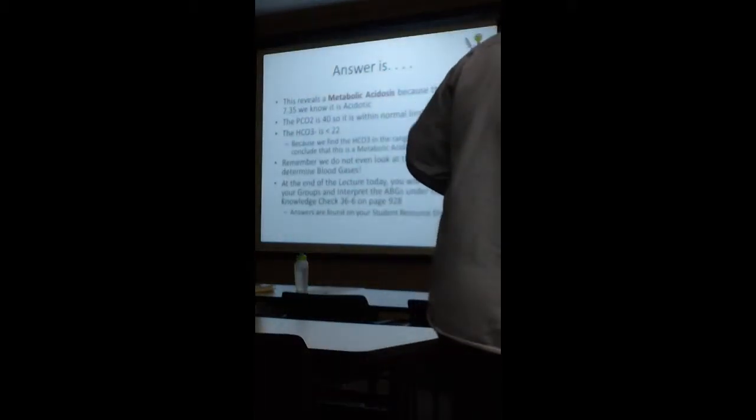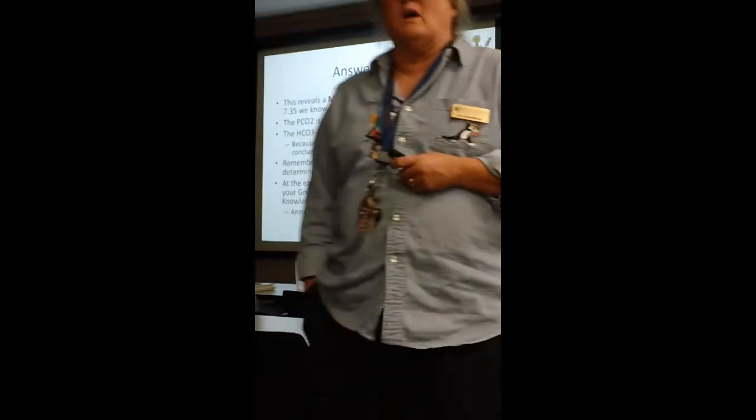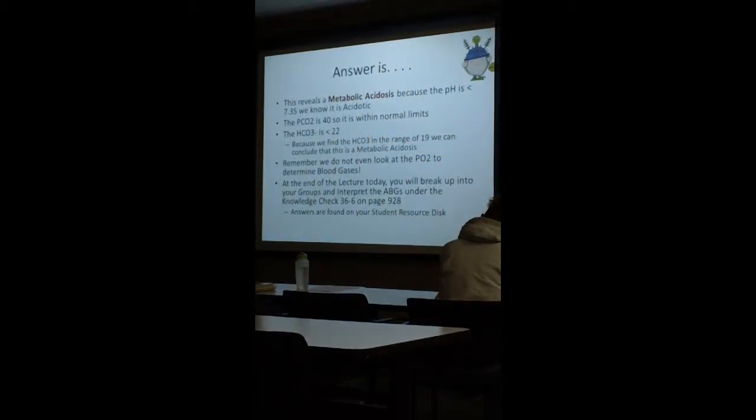It's not compensated yet, because why? pH is 7.30, right? It's metabolic acidosis. We can say that it's not even partially compensated. We can say that because why? That PCO2 wasn't higher, right? It was sort of within the normal range, so it really wasn't even partially compensating.